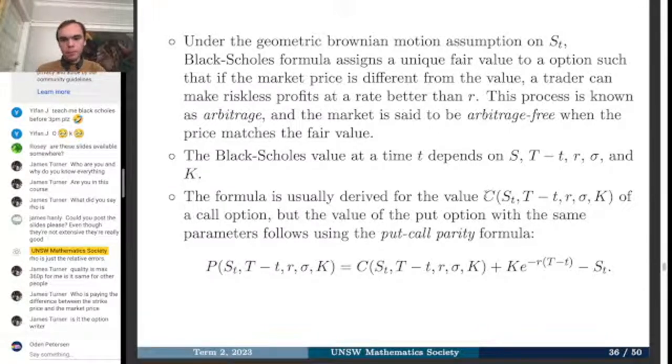Yeah, so we're going to basically have this function of all of the data that we have: the current stock price, the time until expiry, the interest rate, the market volatility, and the strike price. And so we can construct this argument for the value of a call option. We might also be interested in the value of the put option with the same time until expiry, the same strike price, and the same market parameters on the same stock.